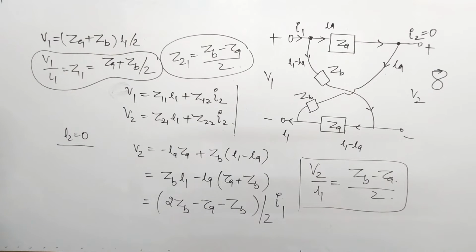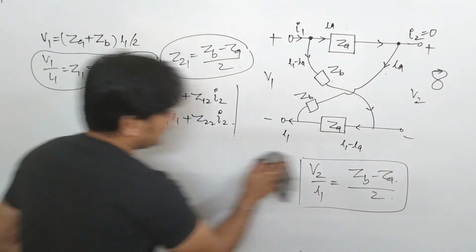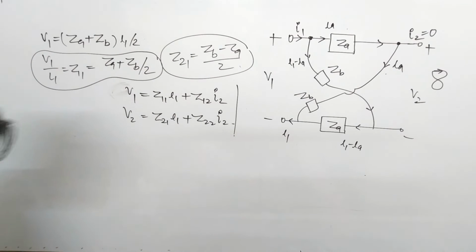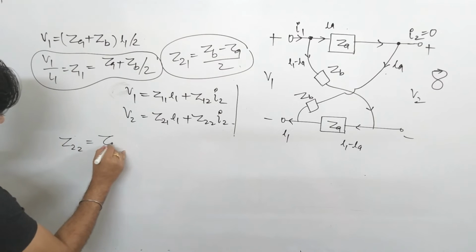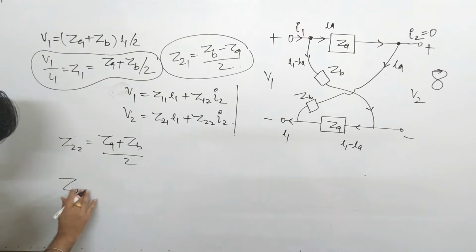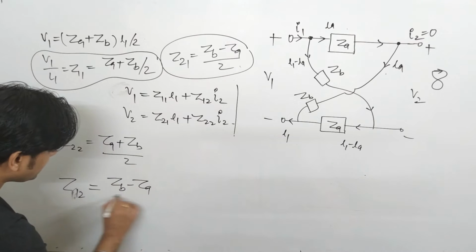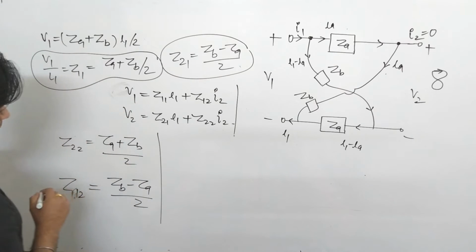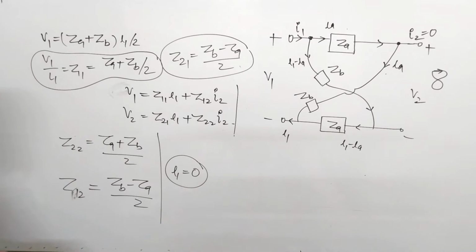So should I write directly? Yes. From here, the value of your Z22 again comes to be ZA plus ZB upon 2, and the value of Z12 comes to be ZB minus ZA upon 2. This is in the condition when I1 is 0. First we found for I2 as 0, so we got these two values. Similarly, when you make I1 as 0, again you will get the same value.